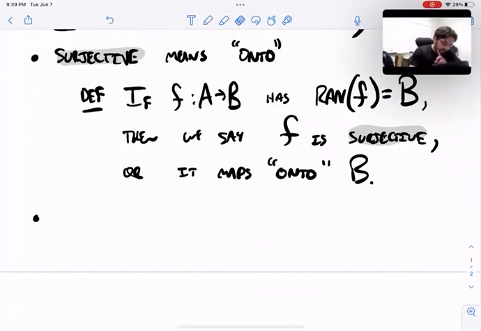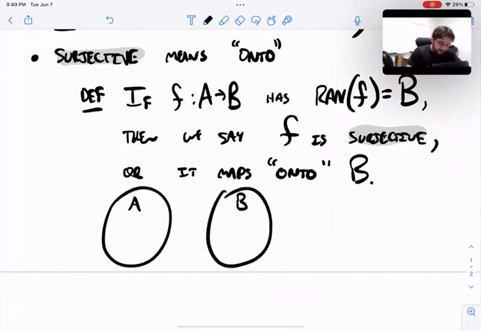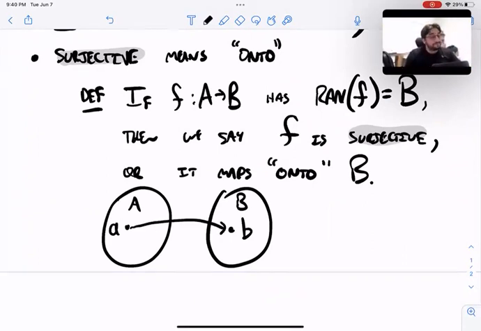Oh, and I should show the blob diagram for surjective. So what does the arrow diagram look like for surjective? It means that every single element of B always gets mapped to from some element of A, right? You'll never have an element of B left out in the cold without a dance partner here, right?